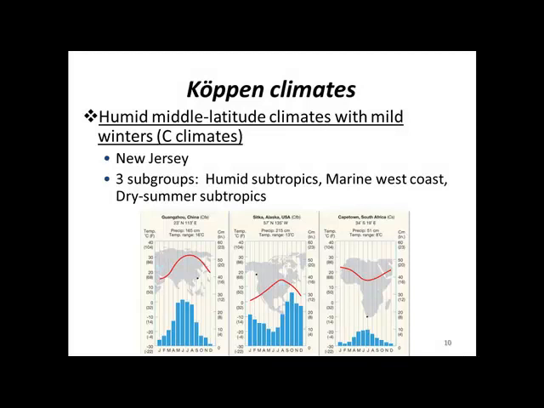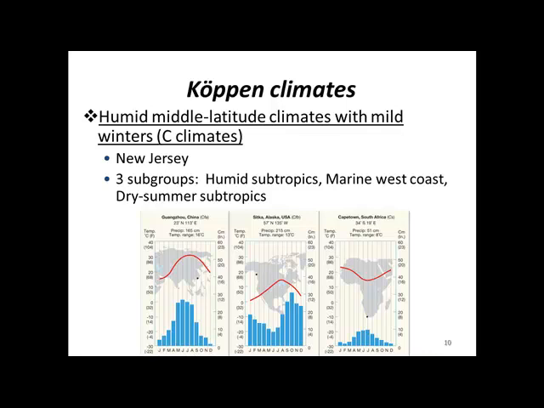The next classification system is the humid middle latitude climates with mild winters, or the C climates if you want to shorten it a little bit. This is where we live. So these are very seasonal climates. The winters aren't too cold, but you can get some drastic coldness. Obviously not this winter. And there are 3 different subgroups.